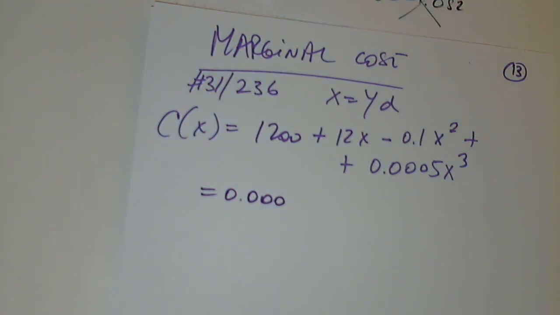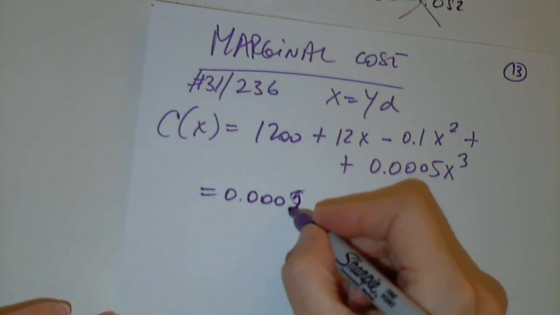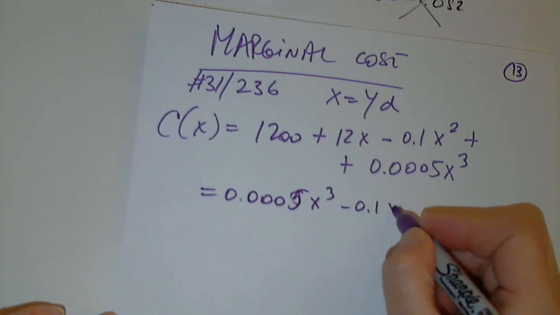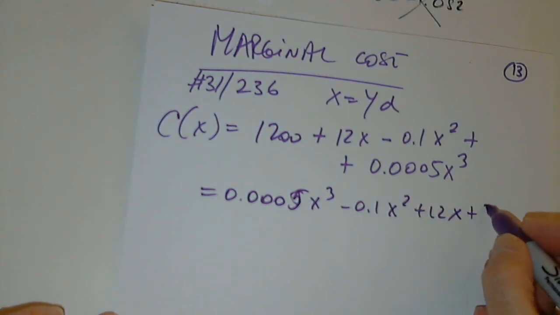Are there 3 zeros or 4 zeros? 3 zeros. Okay, thank you. So 5x cubed minus 0.1x squared plus 12x plus 1200.